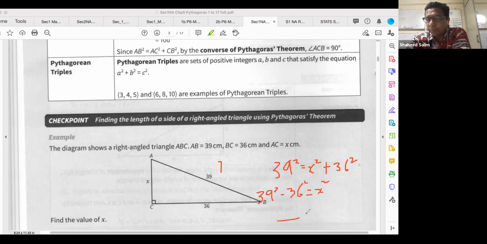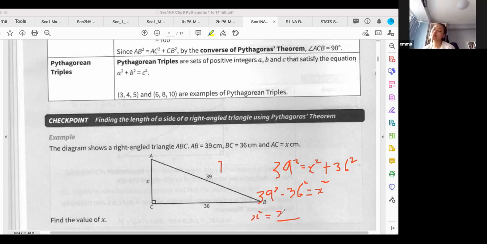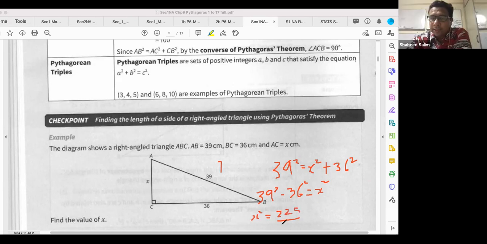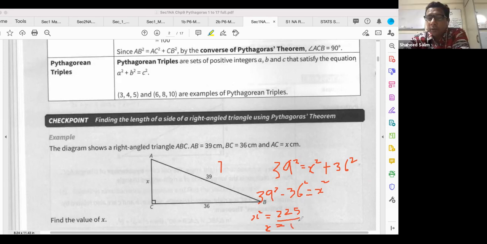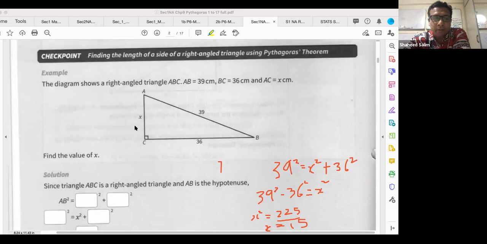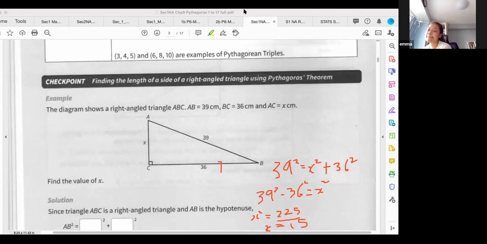What number is this? Now x squared equals what? 225. Good. So now you want to find what x is. So square root it, please. Can you find the square root of 225? 15. That is how you get the answer. Is it simple? Quite simple. Now let me try again.